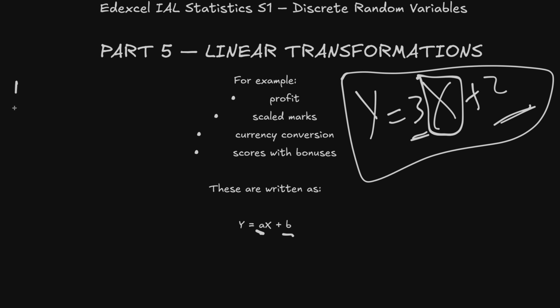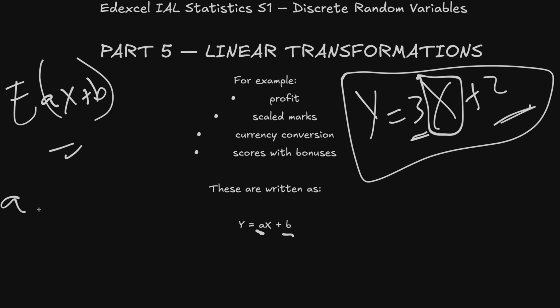For example, the mean of ax plus b is equal to a multiplied by the mean of x plus b. Notice something very interesting here. The constant b does not affect variance. Why? Because variance measures spread, and adding a constant shifts all values equally.